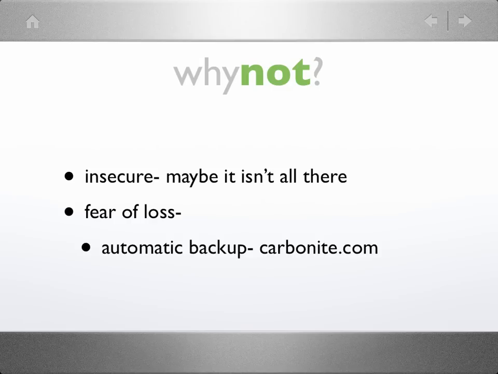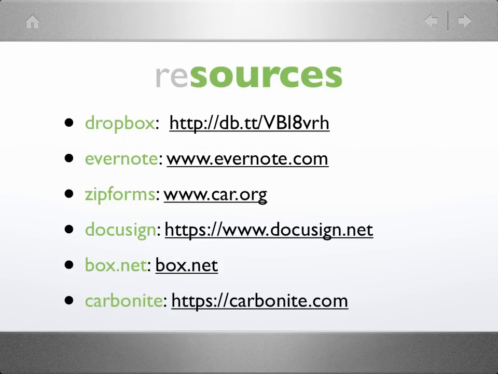Okay, so that is pretty much my presentation. This is a list of resources to all of the things that I mentioned. Feel free to download any or all of those. The only thing that costs money is Carbonite. That is, I believe, $100 a computer per year. Maybe it's $60. It's really inexpensive for the insurance. And I hope you enjoyed the presentation.